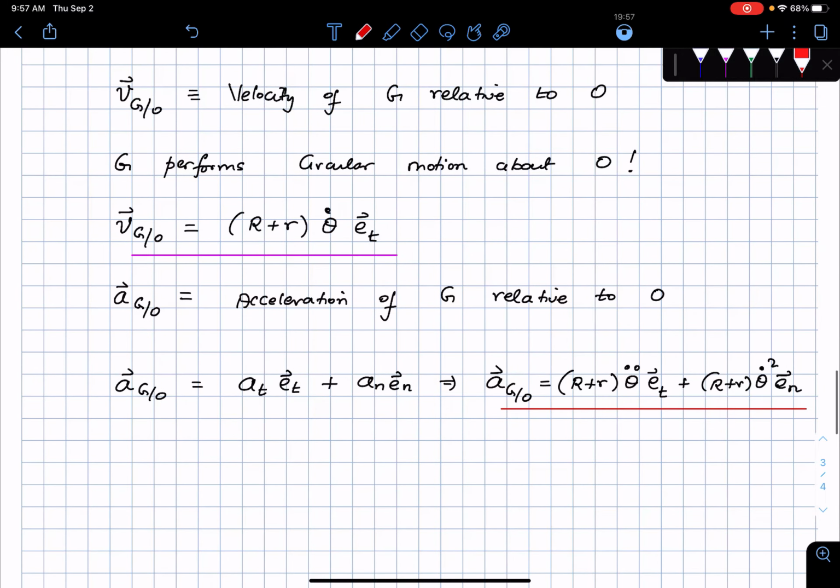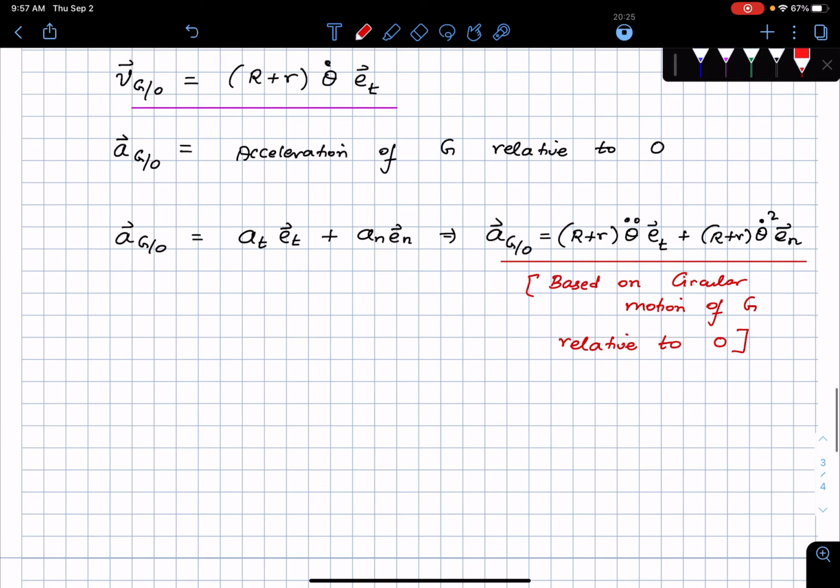All right, so I have the acceleration of G slash O and the velocity of G slash O. Now what do I do next? What I want to do is understand what the angular velocity of the disk is, in terms of the variables that are given to me.